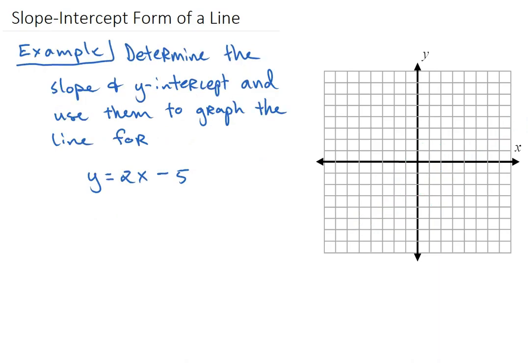Alright, so we are going to determine the slope and the y-intercept and use them to graph the line for y equals 2x minus 5. Now this one's already solved for y, so I can go straight to it.